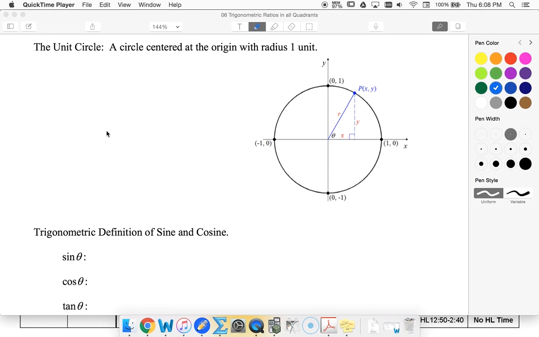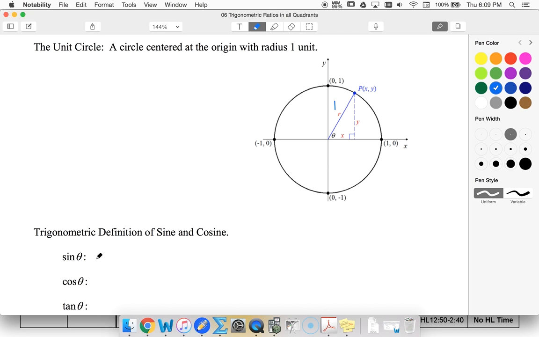Right, so now we're going to talk about this idea of the unit circle. So the unit circle is a circle with radius 1 centered at the origin. So if I look at some terminal arm with angle theta, my radius here is going to be equal to 1.